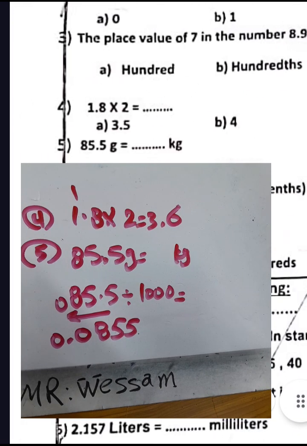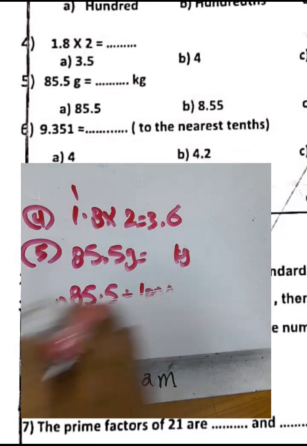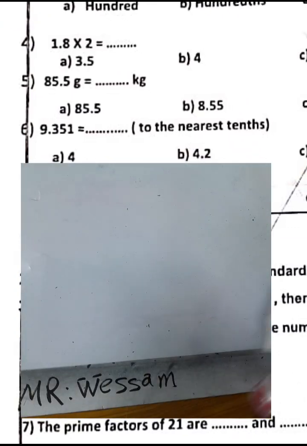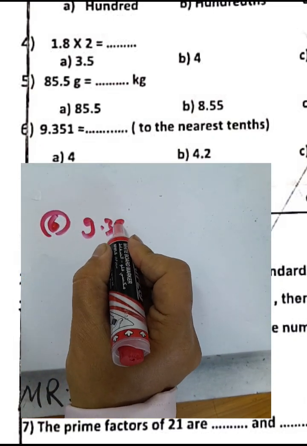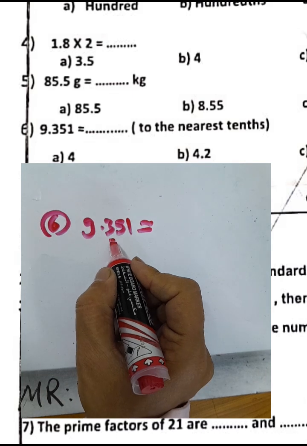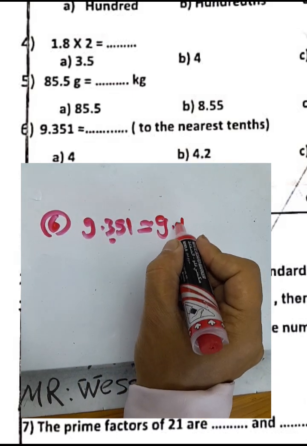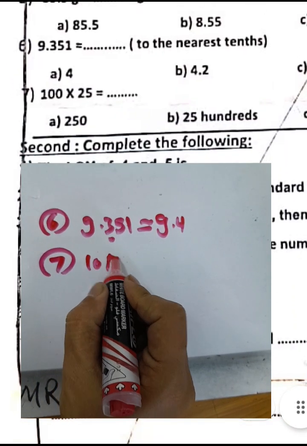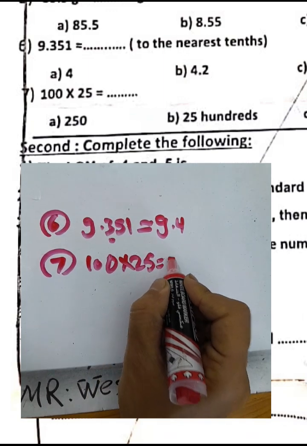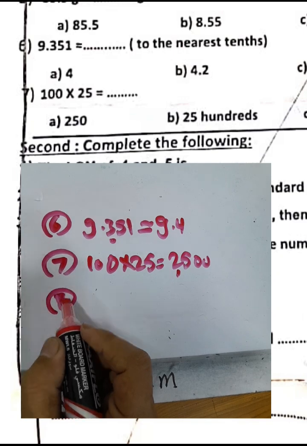Next question, approximating to the nearest tenth. Number 6, we have 9.351, approximating to the nearest tenth. Here the digit is 5, 5 can give 1 to 3, 9.4. Question 7, 100 times 25, write 25 and double 0 behind it. Okay, we have now finished question 8.